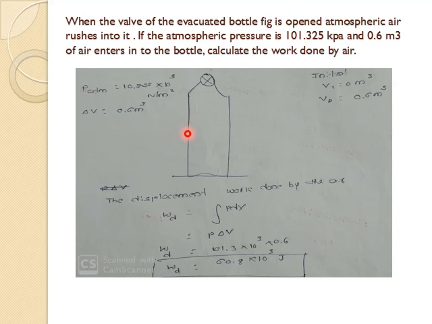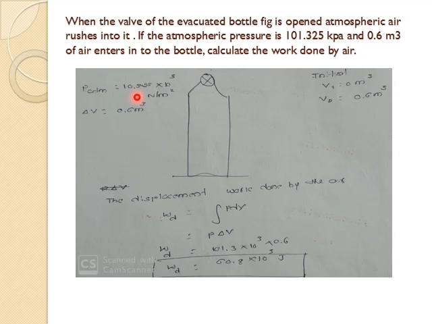This bottle is completely evacuated. What do you mean by evacuated? Evacuated in the sense it is completely vacuum, which means that the pressure inside the bottle is less than the atmospheric pressure. That is why when this bottle valve is opened, the atmospheric air will suddenly enter into the bottle. That is the concept. For entering the air from the atmosphere into the bottle, what is the work done in this process? That is what is asked. Let us collect the data from the given question.